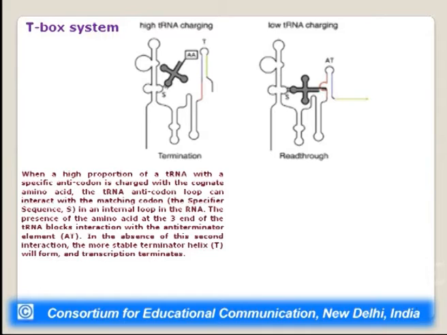So, again, how the RNA gene expression is regulated is basically when there is a high proportion of tRNA with a specific anticodon charged with the cognate amino acid. So, when there is high tRNA charging, it binds to a site at the riboswitch which is called the specifier sequence, and usually this system is called the T-box system. In the internal loop of the RNA, the presence of the amino acid at the 3' end of the tRNA blocks its interaction with the anti-terminator element. This kind of conformation is basically a terminator conformation and therefore the transcription is terminated.